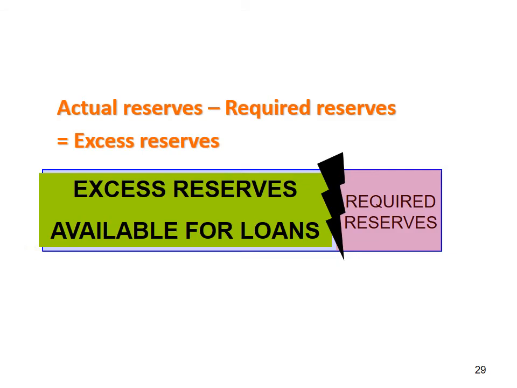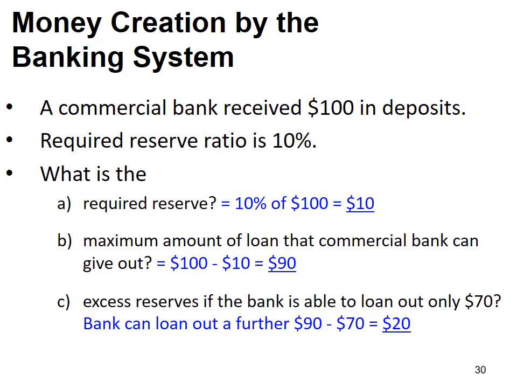Okay, so we have a simple exercise. The commercial bank, let's say, has $100 in deposit. The required reserve ratio is 10%. So what's the required reserve? 10% of 100 will be $10. So the commercial bank cannot lend out this $10, and must keep it with them. So what's the maximum that it can lend out? The remaining $90.